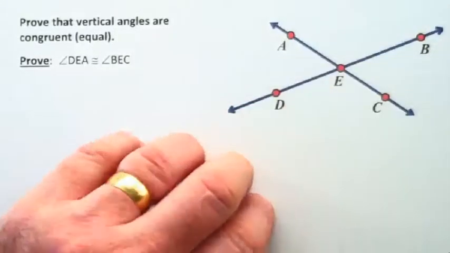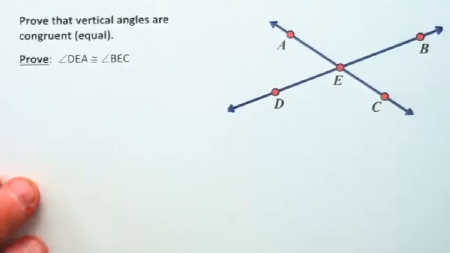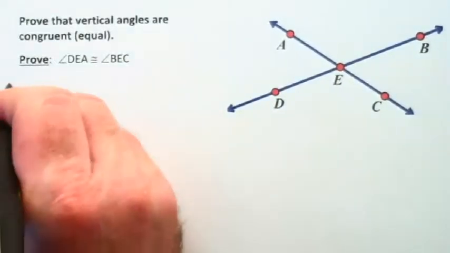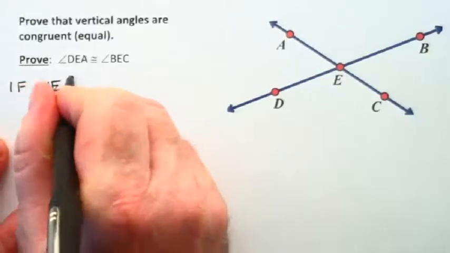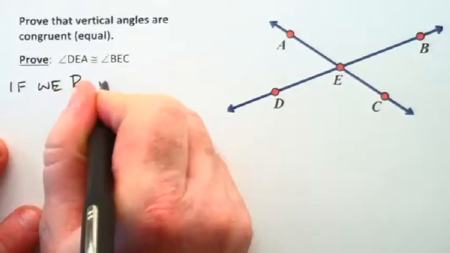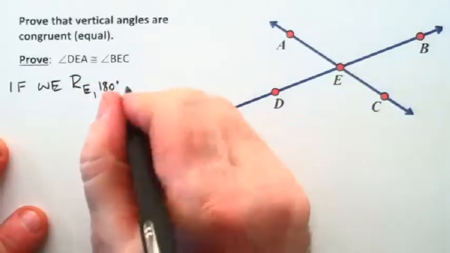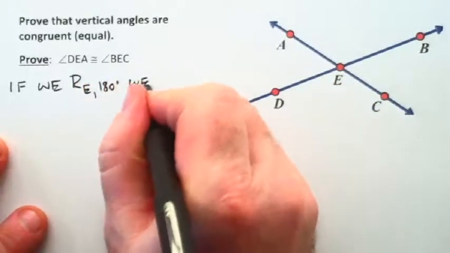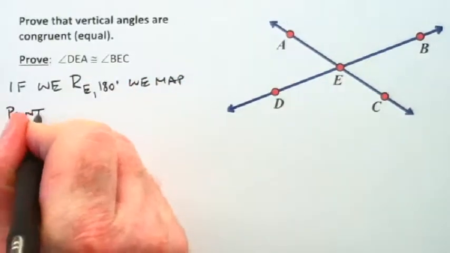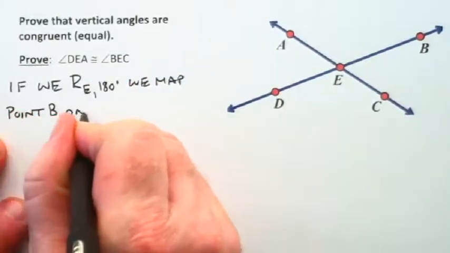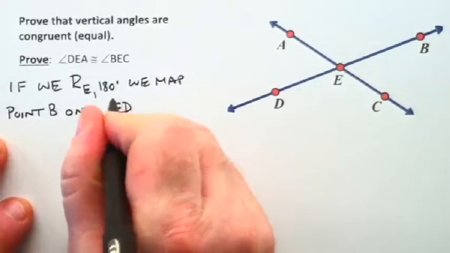That's the big idea. So let's describe what we think and why we think it. So, if we rotate about point E 180 degrees, a rotation about E 180 degrees, we map point B onto the opposite ray ED.